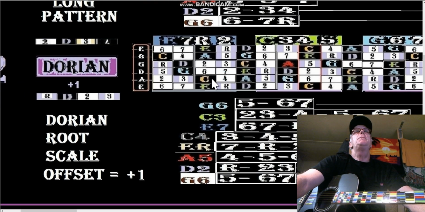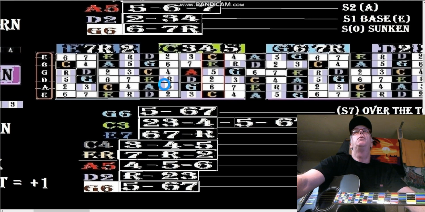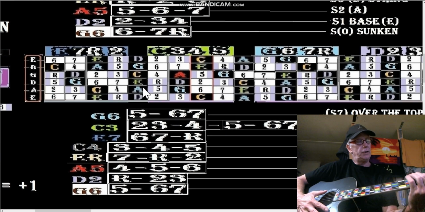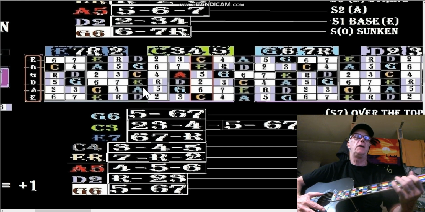We've renumbered Dorian, and we're going to renumber every one of the modes, right? Dorian root scale, offset equals +1. So if we want to take it to its fifth, 1, 2, 3, 4, 5. 5 plus 1 is 6. We're going to play the 6 pattern there.